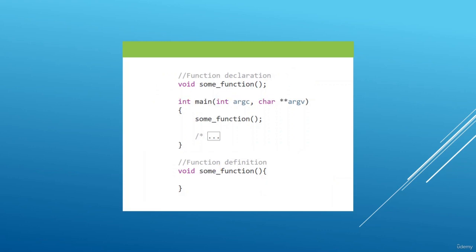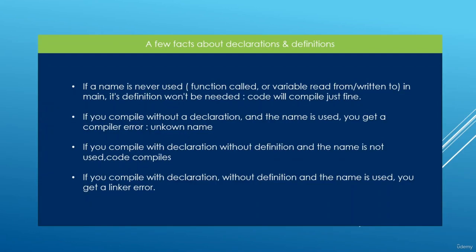This is what we really mean when we say we have a declaration of something or a definition of something. Let's look at some things you need to be careful about in terms of definitions and declarations. If a name is never used, for example, a function is never called or a variable is never used in any way in your C++ program, its definition won't be needed because we won't need those details. So the code will just compile and work fine even if the definition for that name is not in place. If we look at the second point here, if you compile without a declaration and the name is used, you get a compiler error. We're going to get some kind of 'name is not defined in this scope' message or something like that. So for your name to be used in any way, you need a declaration in place. We're going to see an example of this in a minute when we hit Visual Studio Code, but you need to keep this in mind.